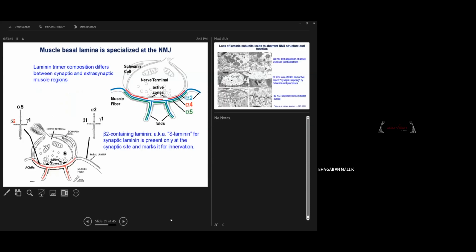So here we are showing laminin. This is the presynaptic nerve, and this is the postsynaptic muscle fiber, and the neuromuscular junction predominantly has this type of laminin present. You have alpha 5, beta 2, gamma 1. That is beta 2 containing laminin, called S-laminin, present in the neuromuscular junction. So you can see that the laminin is present in the postsynaptic cell, and that actually gives signal to the presynaptic cell to make a functional connection.